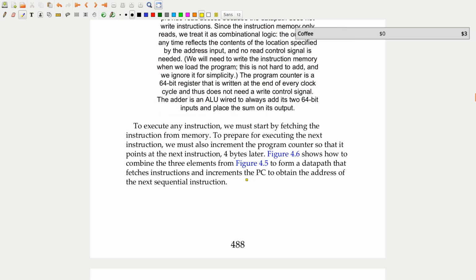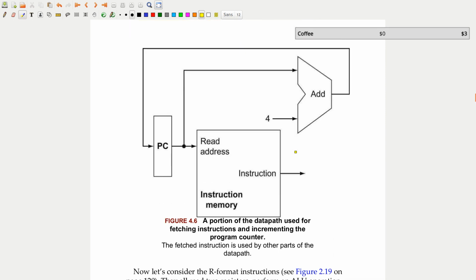Next we're going to talk about how we execute these instructions that we're fetching. To execute any instruction, we must start by fetching the instruction from memory. That's what we talked about here. To prepare for executing the next instruction, we must also increment the program counter. We talked about that as well. So here's how we can assemble those three components. We have some program counter value that reads an address. We get an instruction out. This just goes to the rest of the pipeline.